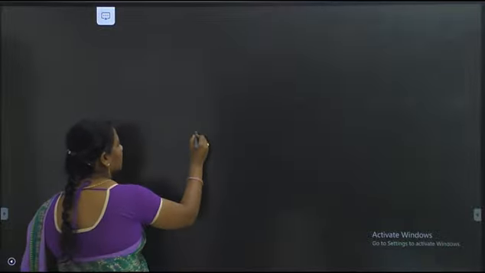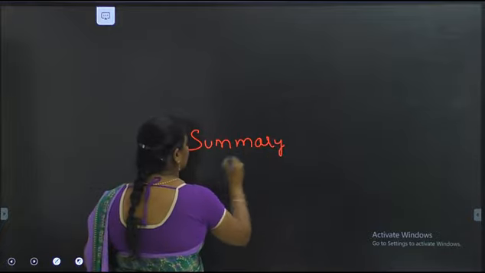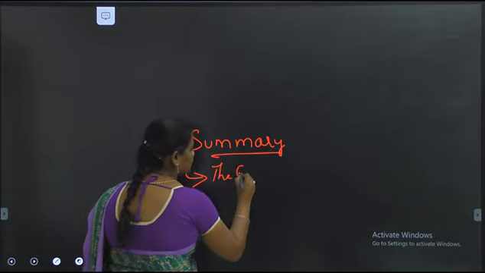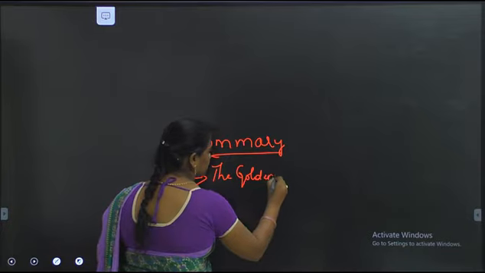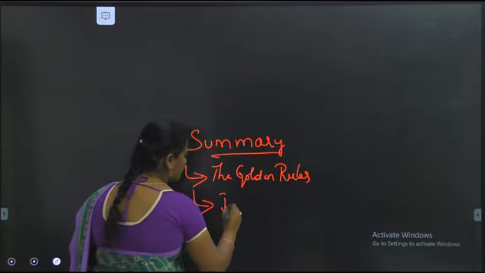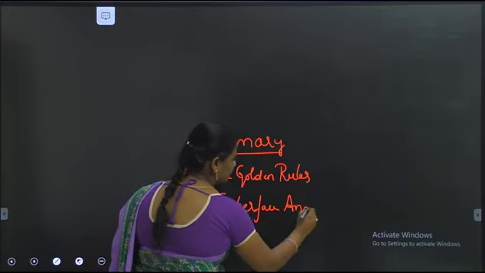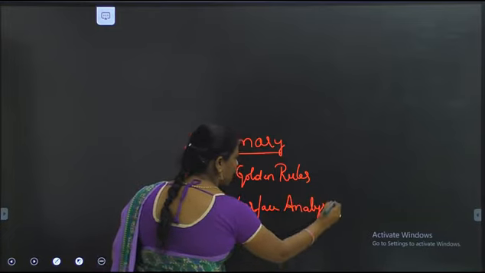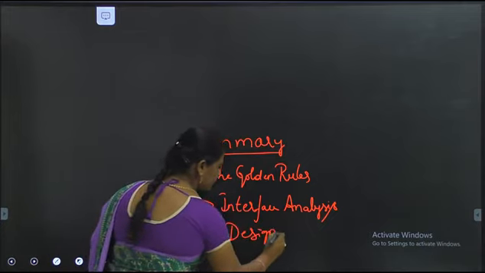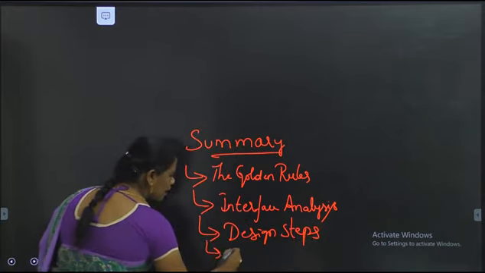So today's summary. We have started the fifth unit. The first one is the golden rules. Secondly, you have seen some interface analysis. Next we have seen some of the design steps in interface. And lastly, we have seen some evaluation of the design.